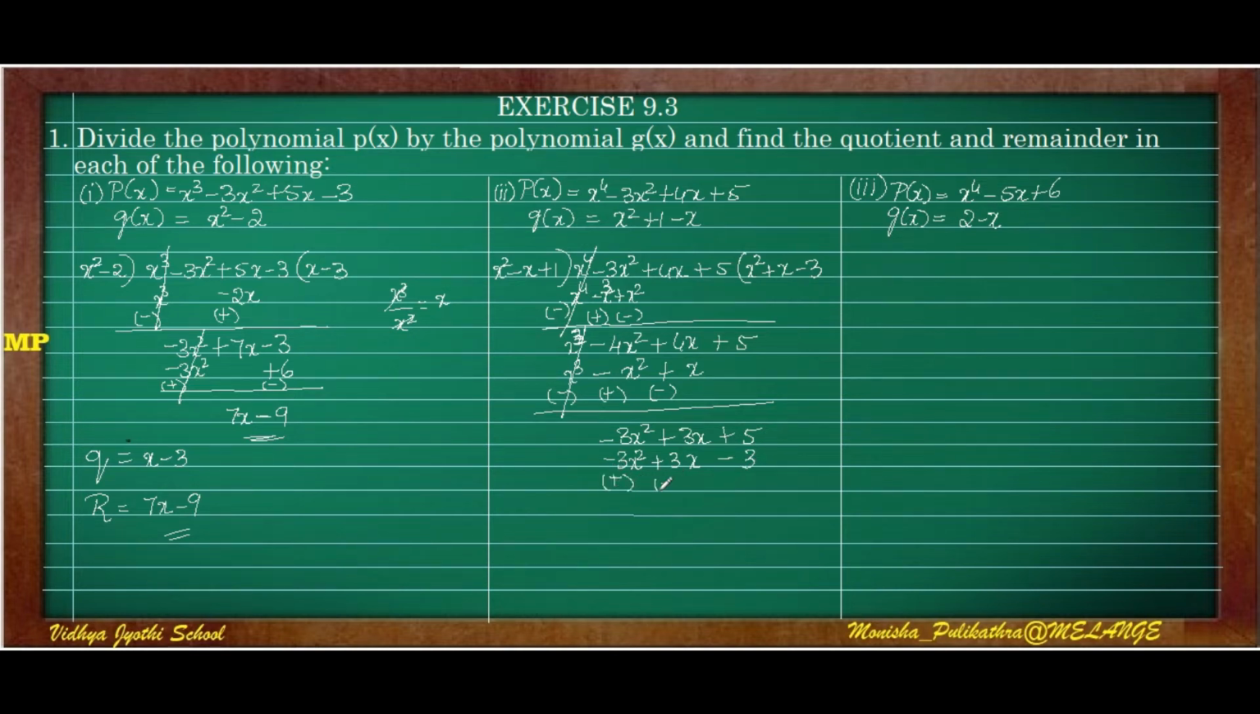Here change the sign. So here also plus 3x and minus 3x get cancelled. Plus into plus is plus, 5 plus 3 is 8. 8 is the remainder. So here the quotient is x square plus x minus 3 and the remainder is 8. I hope you understood this.